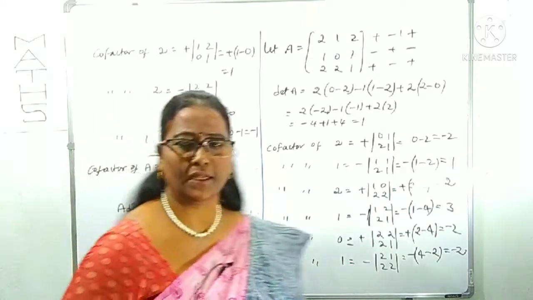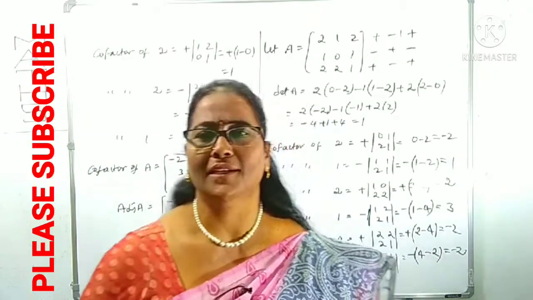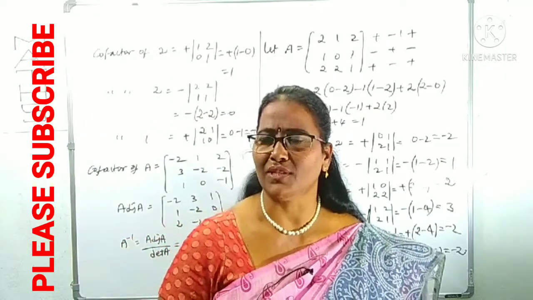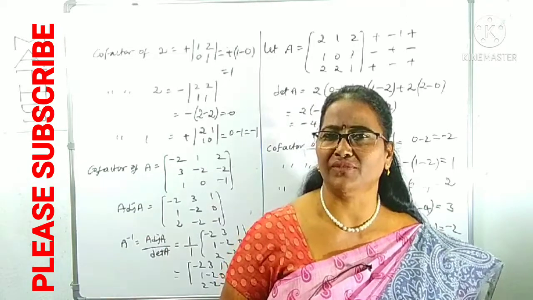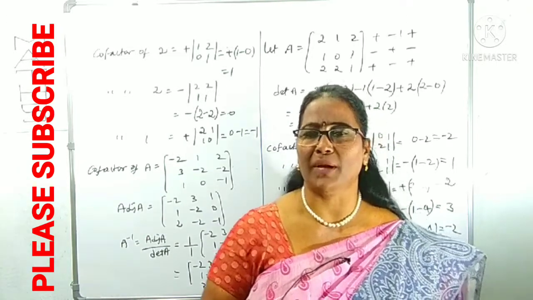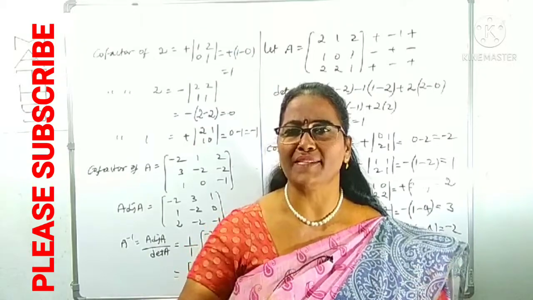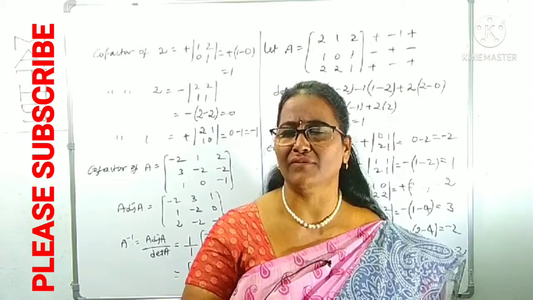Okay. Is it clear now? How you can find adjoint A and A inverse of a 3 by 3 matrix as well as a 2 by 2 matrix. This is very, very helpful to you. Please do the practice. You can revise the video if you didn't understand anywhere.